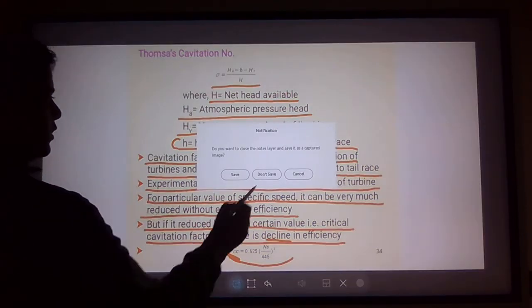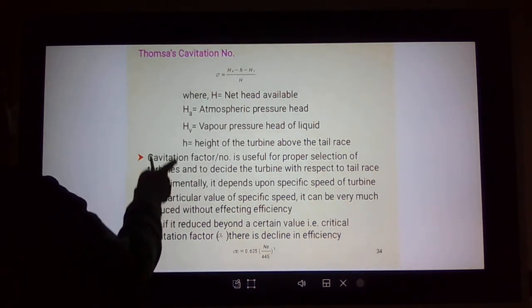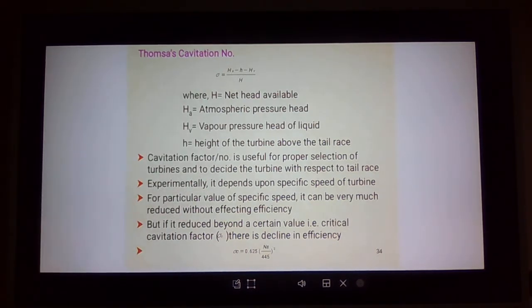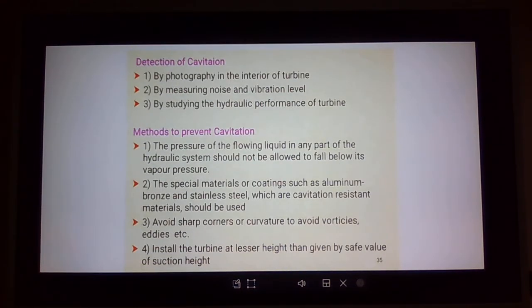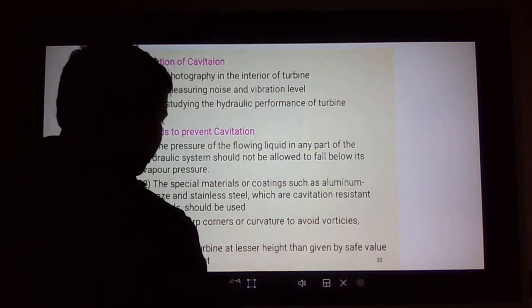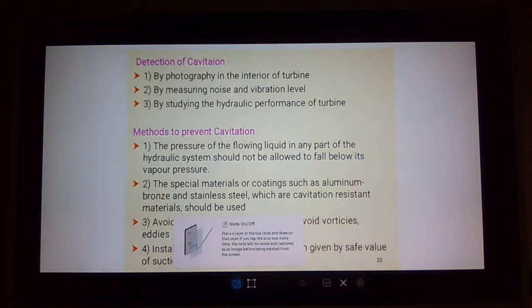Okay, so this is about your Thoma cavitation factor. Okay, so I think this is clear. So now how will you detect the cavitation? How will you detect there will be cavitation in your turbine, or there will be cavitation in your pump? How will you detect that?